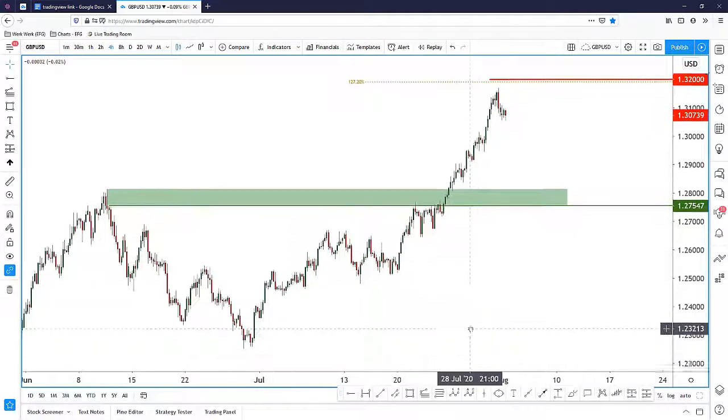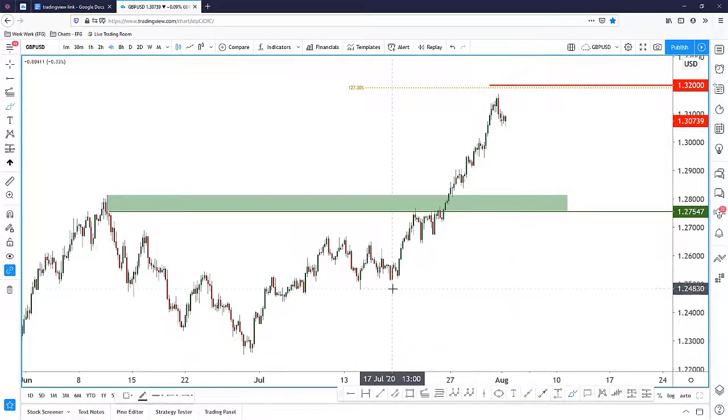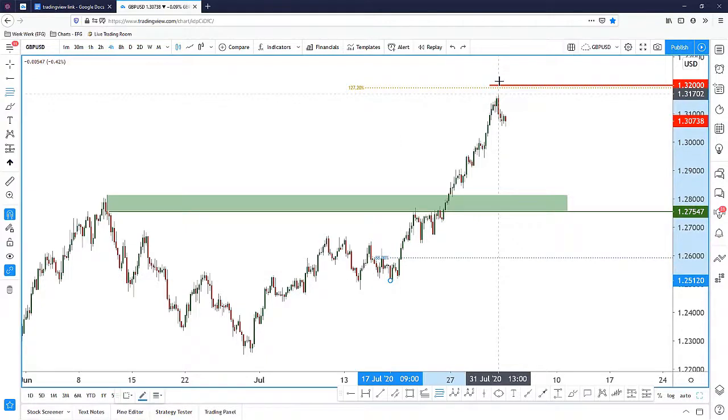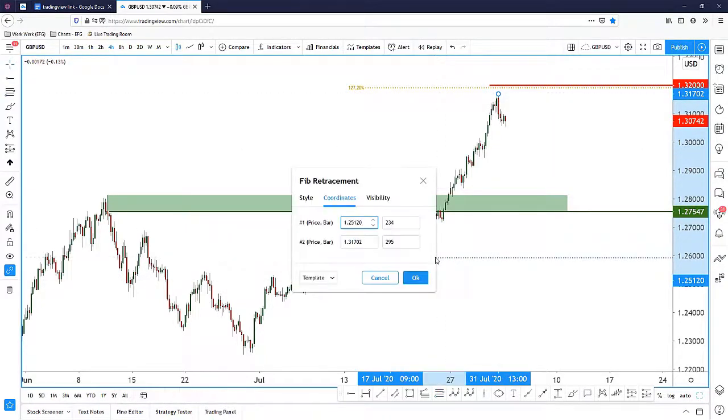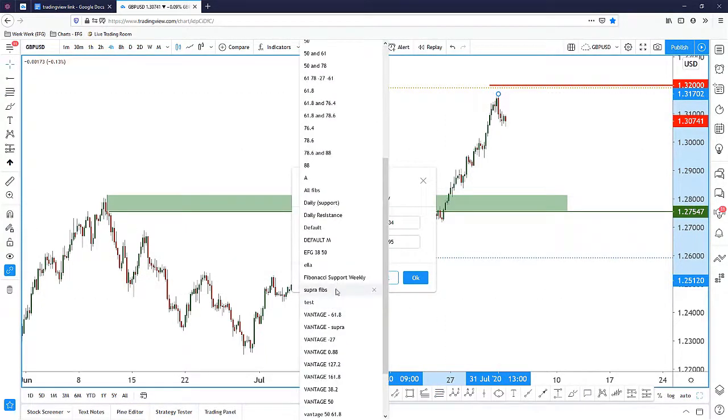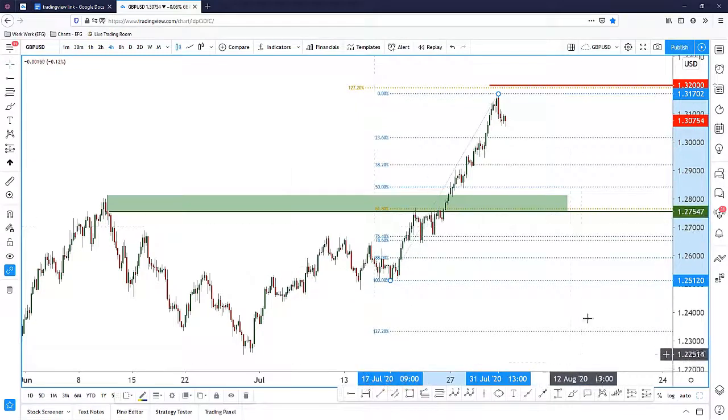Now we see that price has made a push up. The last strong movement was up here, so we start from here and end it here. We can use retracement from the low to the high, open all Fibonacci ratios, and there you have it. The 61.8 is also on the daily support as well. Of course, we have the first support level at 23.6, and then 38 and 50%. But the 61.8 is really key.